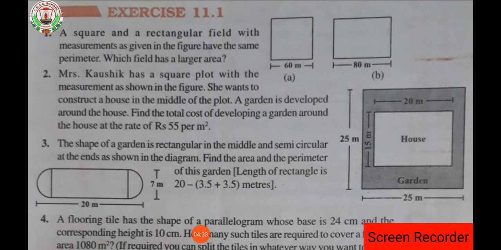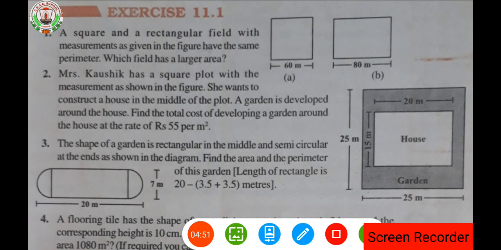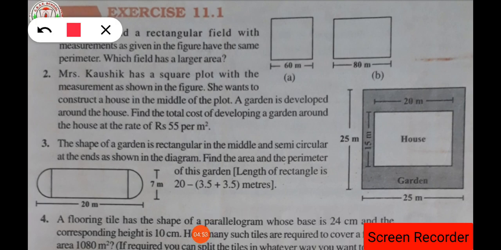Then next, question number 2. Mrs. Kosik has a square plot with the measurements as shown in the figure. So this one is the square plot, isn't it? It is given here. Then she wants to construct a house in the middle of the plot. So this one is the plot, isn't it? So here she wants to construct a house.